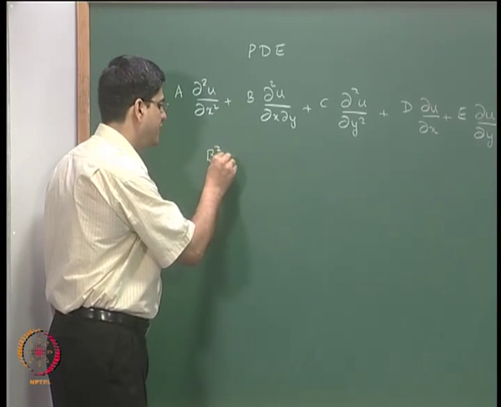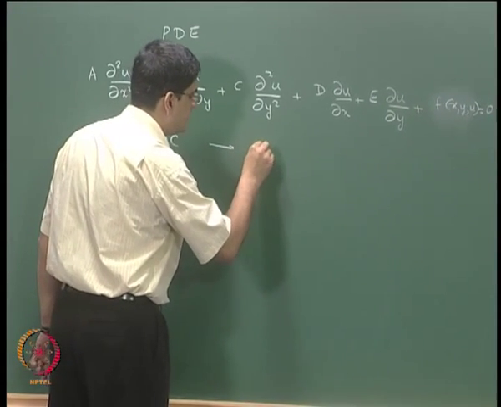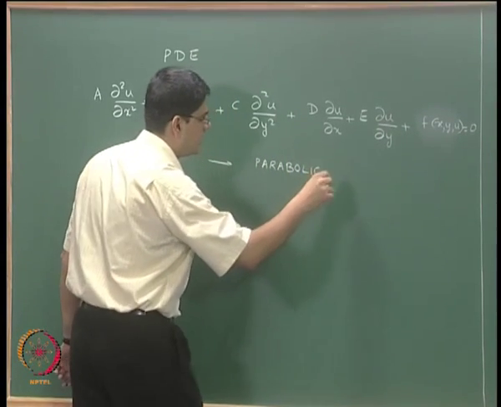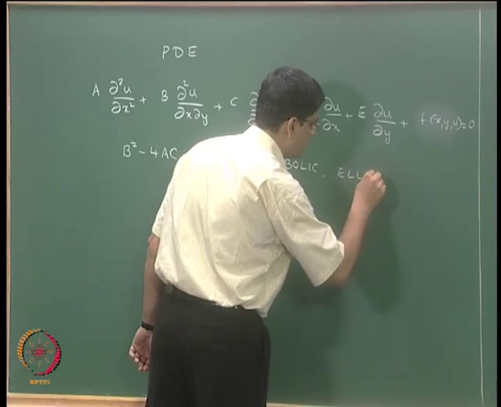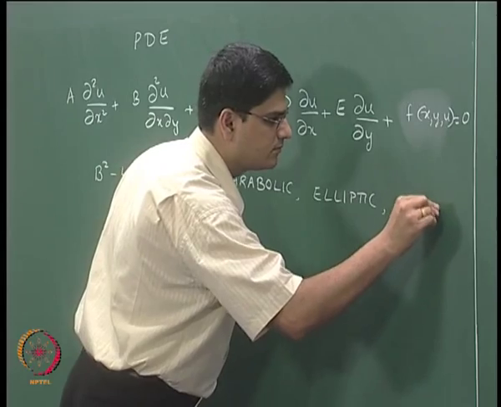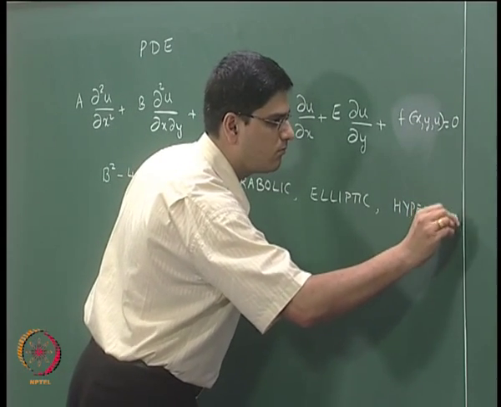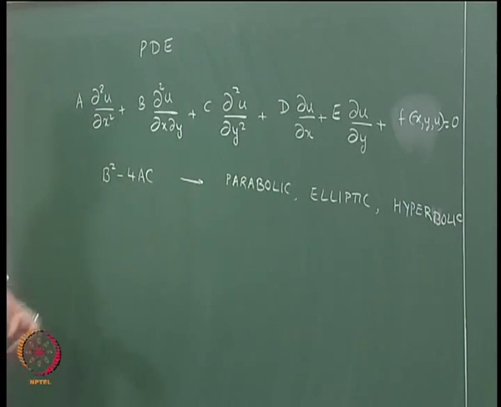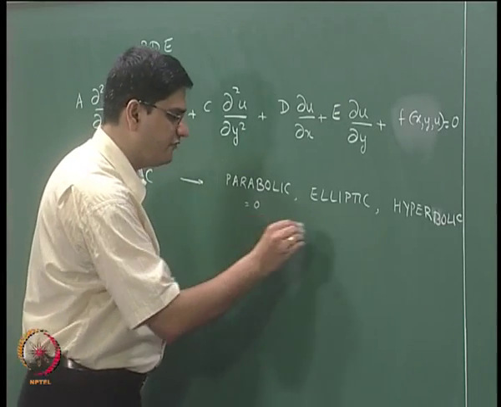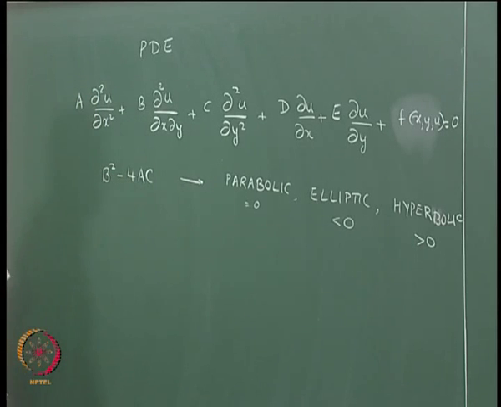PDEs were classified based on what the value of b² − 4ac is, and based on this value we had classified them into parabolic, elliptic and hyperbolic. Parabolic was when b² − 4ac was equal to 0, elliptic when this was less than 0, hyperbolic when this was greater than 0.